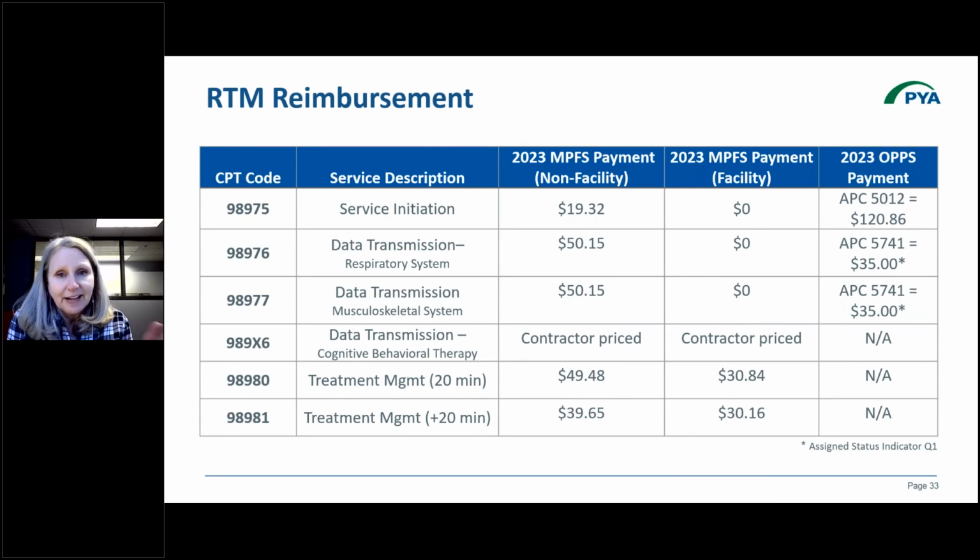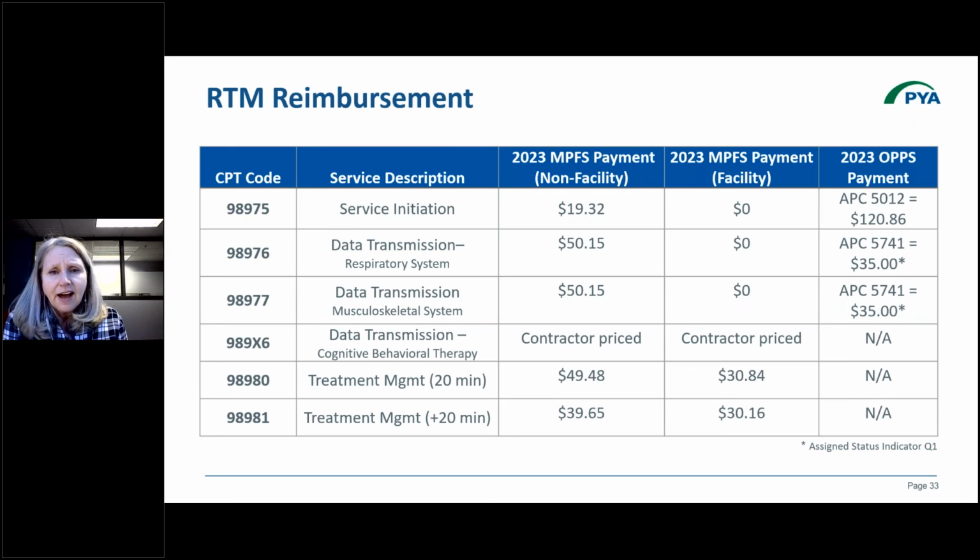Here you see the 9.8 series, I apologize. Here you see the reimbursement for RTM services, nearly the exact same as they are for RPM services. Same APC crosswalks for the service initiation and data transmission. Note that the differentiator here is the data transmission code because that is the one that is tied to the specific condition. So one is for the respiratory system, one is for the musculoskeletal system, and then one for cognitive behavioral therapy.